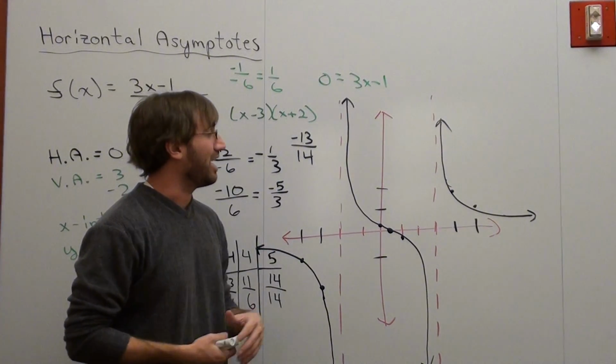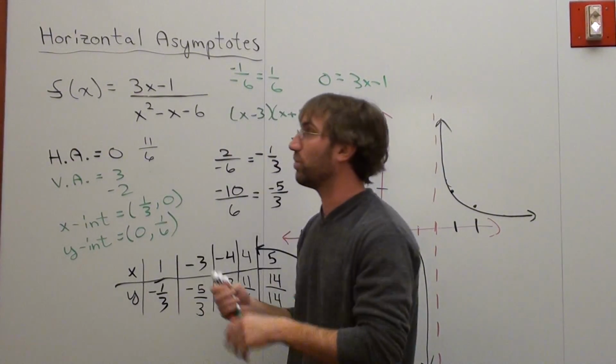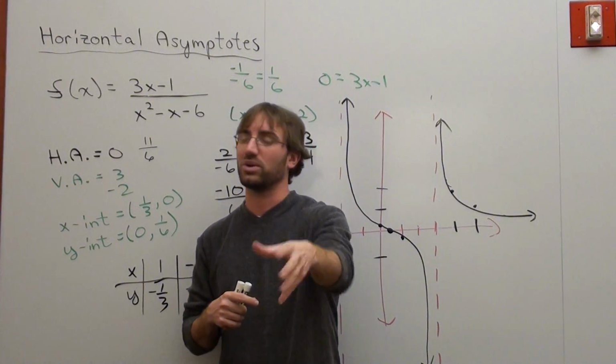So we did that. I think we'll do one where we have an example with an oblique asymptote because I think that'd be pretty cool.